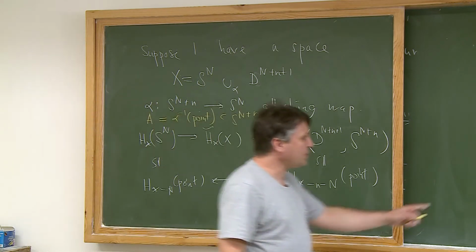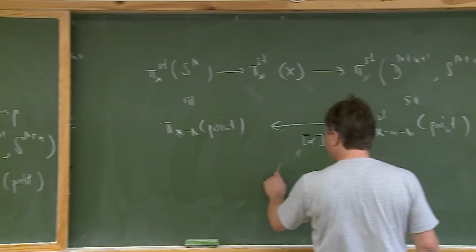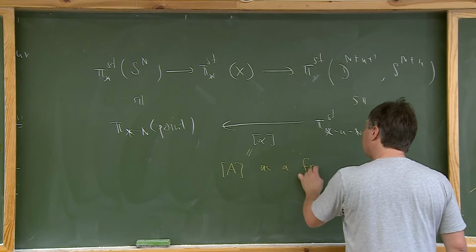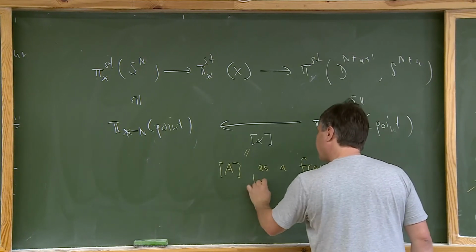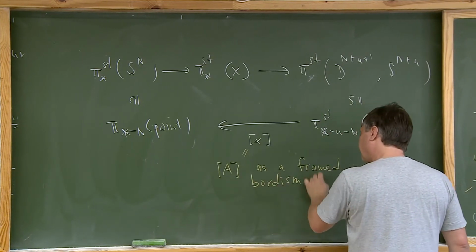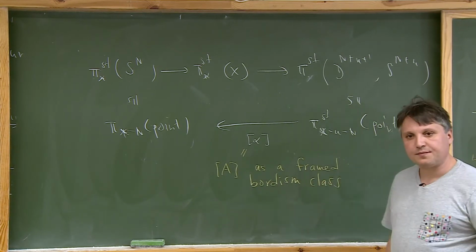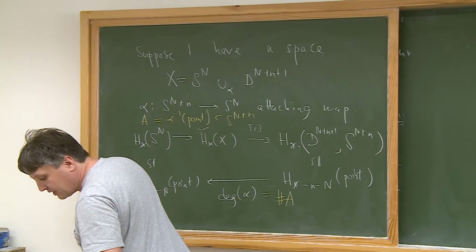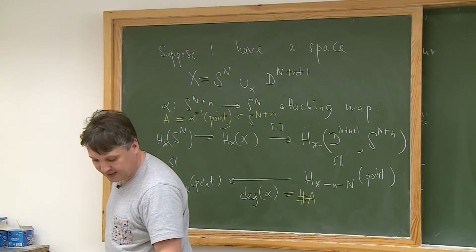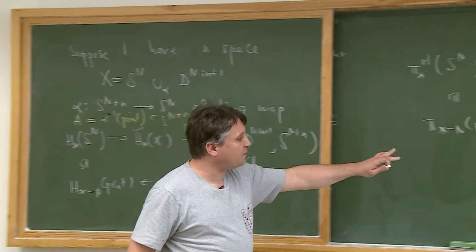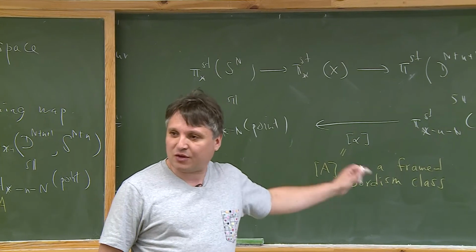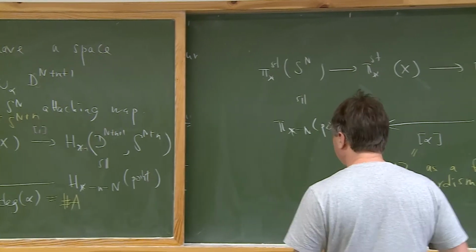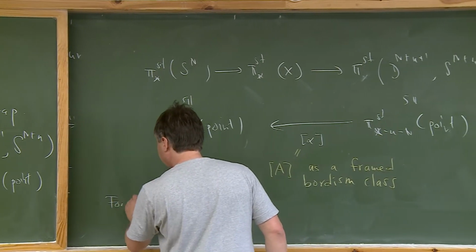Now this one here is A as a framed Bordism class. Which means A is not just a manifold, but because it's the preimage of a point, its normal bundle comes with a canonical trivialization. And so you need the class of this in framed Bordism in order to reconstruct the stable homotopy of X.